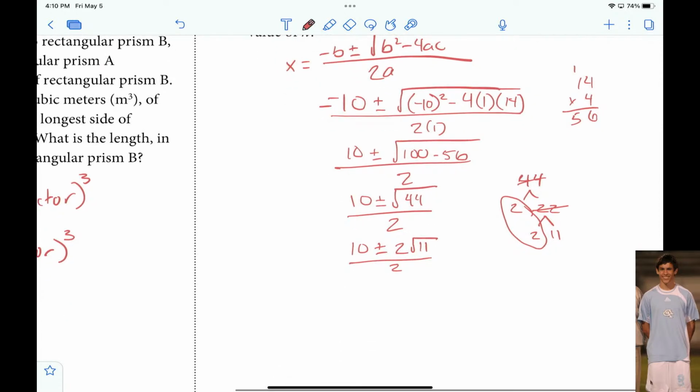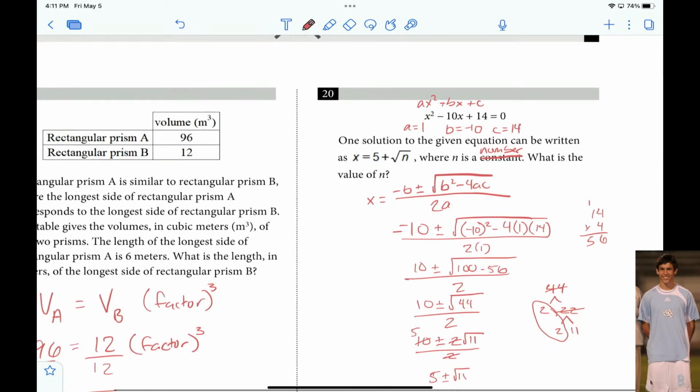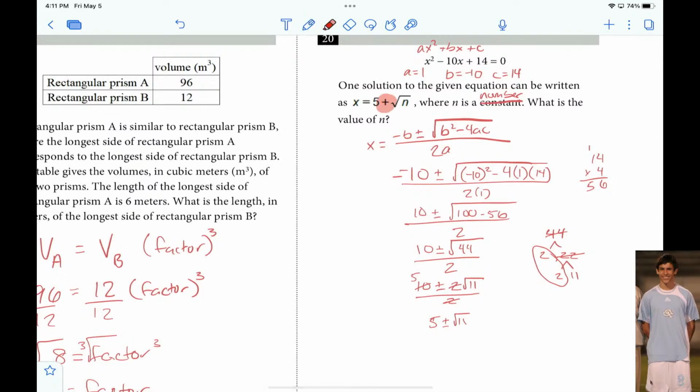And the reason why that's helpful is because now we can simplify this fraction. Everything, both top and bottom, can be divisible by 2. So this 2, and then this 10 cancel each other out. So we end up getting 5 plus or minus the square root of 11. Now, if we look at the original equation, they only wanted the plus. So that just means if I write it down here, if I just get rid of this minus sign, it looks exactly like the answer. So n is not the square root of 11. N is the number inside the radical. So here n is 11.